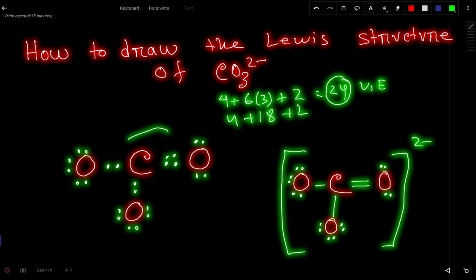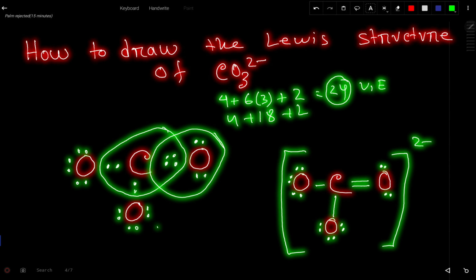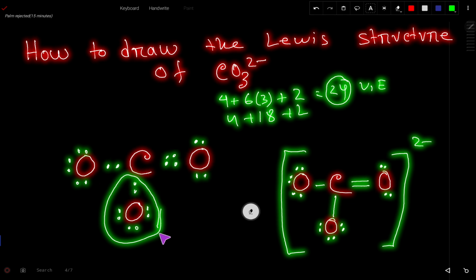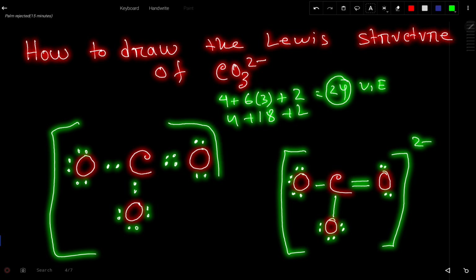Now look, this carbon has 8, this oxygen has 8, this oxygen has 8. So at last you have to place the charge. Here you have a charge of 2 minus. You can express this bond pair as a dash: 2 bond pairs as 2 dashes, a single bond pair as a single dash, right? This is the Lewis structure of CO3.